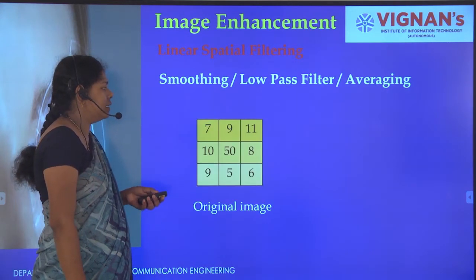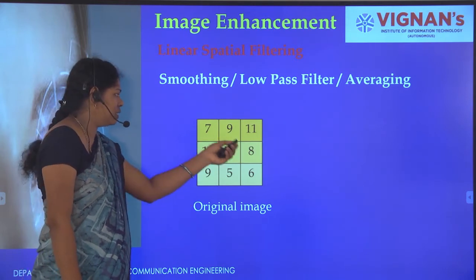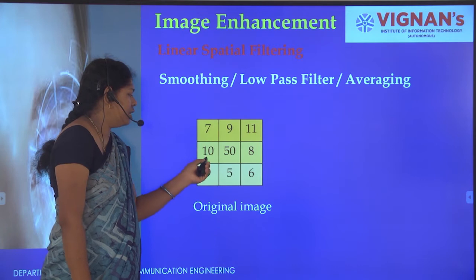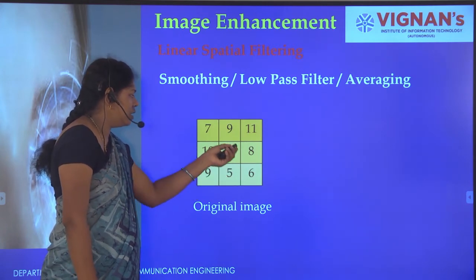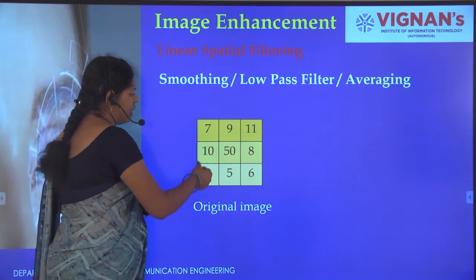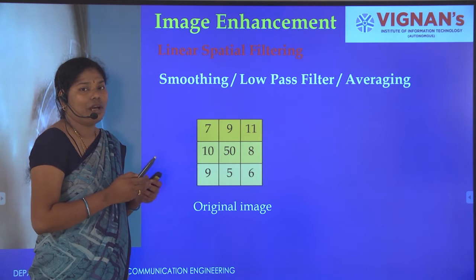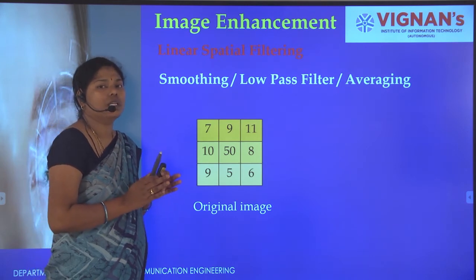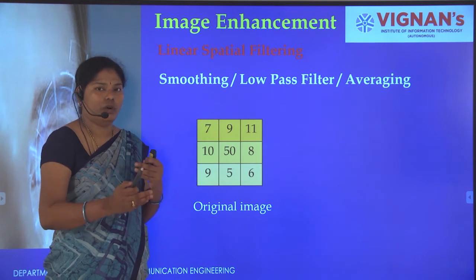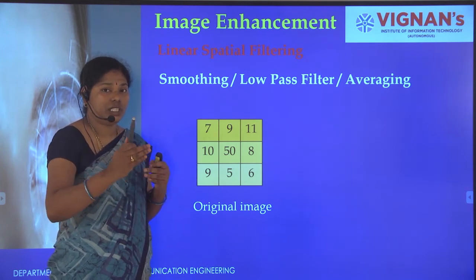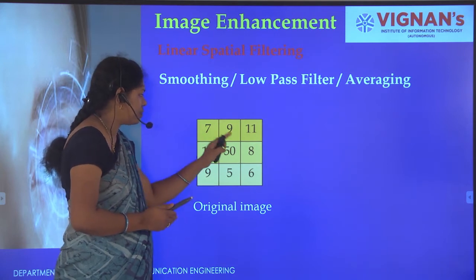Okay, let's see the example. Now consider an original image with the pixels 7, 9, 11, 10, 50, 9, 5, 6. Here we are considering different pixel values with a low pass filter. Generally, a low pass filter allows low pixel values, and the sharp changes are what we compare here.